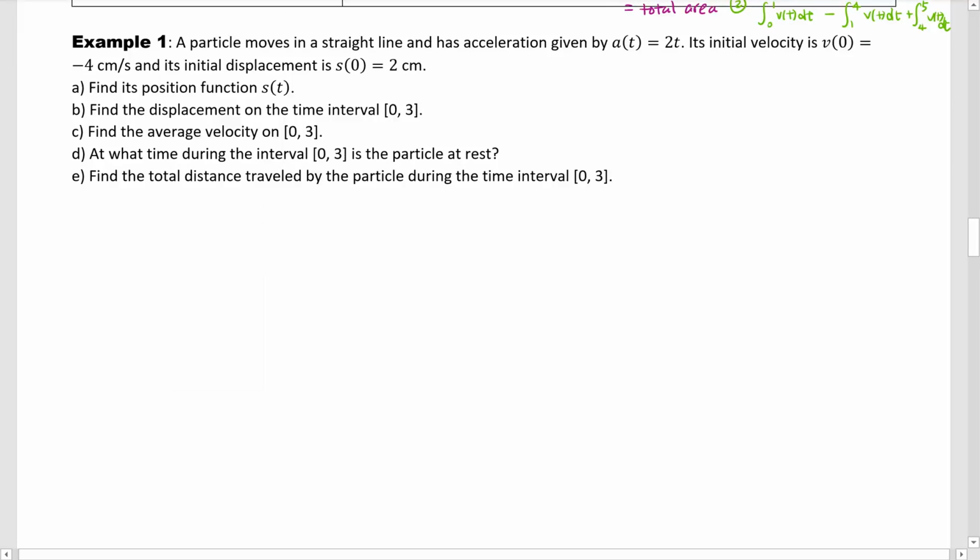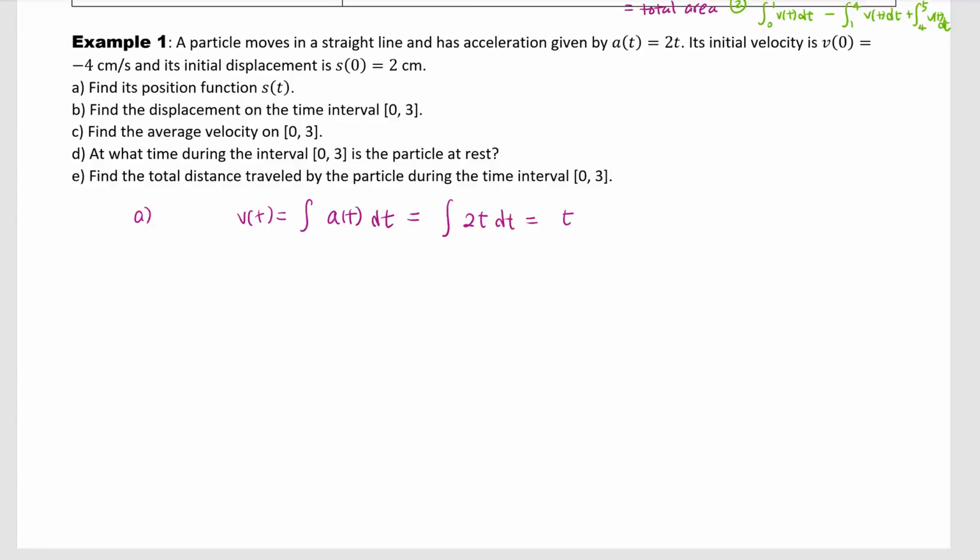So a particle moves in a straight line and has acceleration given by 2t. Its initial velocity is v of 0 equals minus 4, and its initial displacement is 2. Part A, find its position function s of t. So v of t is the integral of a of t dt. a of t is 2t. The integral of 2t is t squared plus c, right?